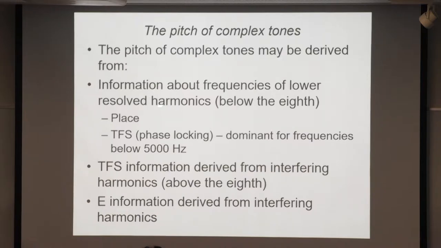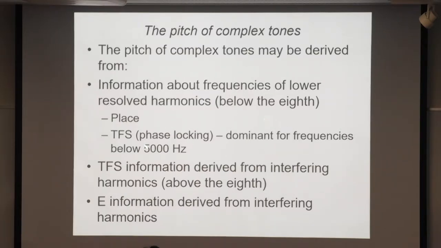In principle, information about the frequencies of those lower harmonics could be represented by place cues, by a local peak in the excitation pattern. Or the frequencies of the individual harmonics could be represented by temporal fine structure, that is, phase locking to the individual harmonics. And my view is that it's this temporal fine structure information that's dominant for frequencies below 5,000 hertz.